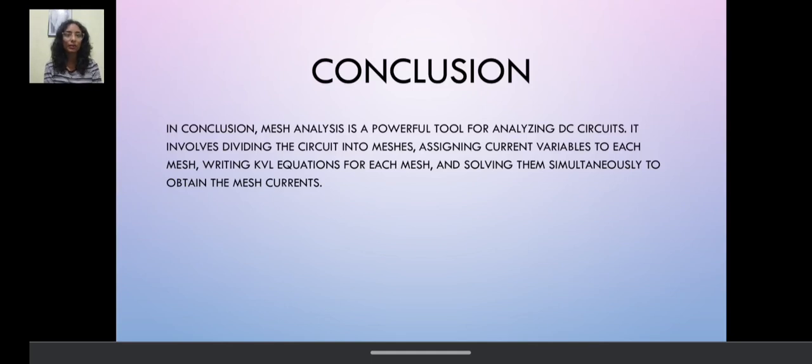In conclusion, mesh analysis is a powerful tool for analyzing DC circuits. It involves dividing the circuit into meshes, assigning current variables to each mesh, writing KVL equations for each mesh, and solving them simultaneously to obtain the mesh currents. And as we all know, mesh analysis is also known as loop analysis.